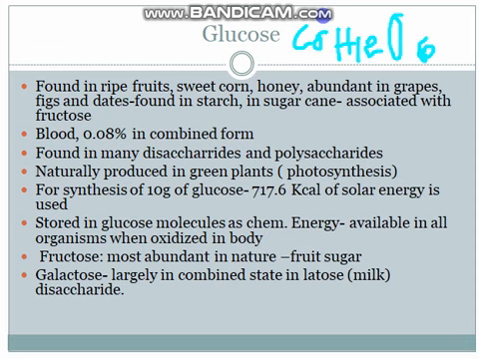It's naturally produced in green plants through photosynthesis. For the synthesis of 10 grams of glucose, 717.6 kilocalories of solar energy is used. That's a big amount of solar energy used to prepare just 10 grams of glucose, which means it can give you this amount of energy when it's broken down, right? So glucose is stored in molecules as chemical energy and is available in all organisms when we oxidize it in our body. How do we oxidize glucose in our body?